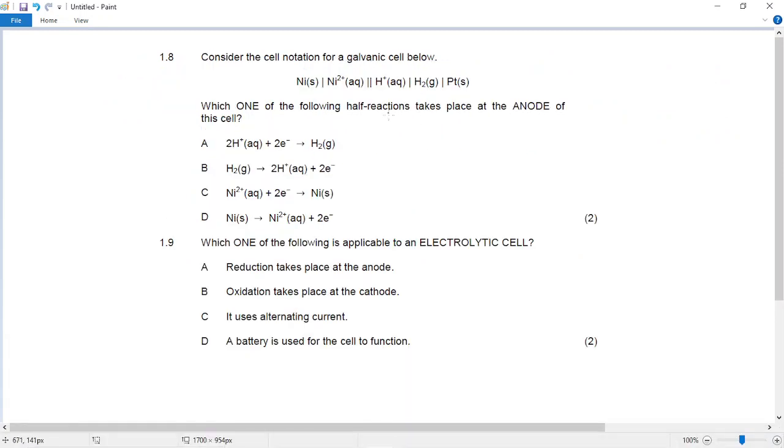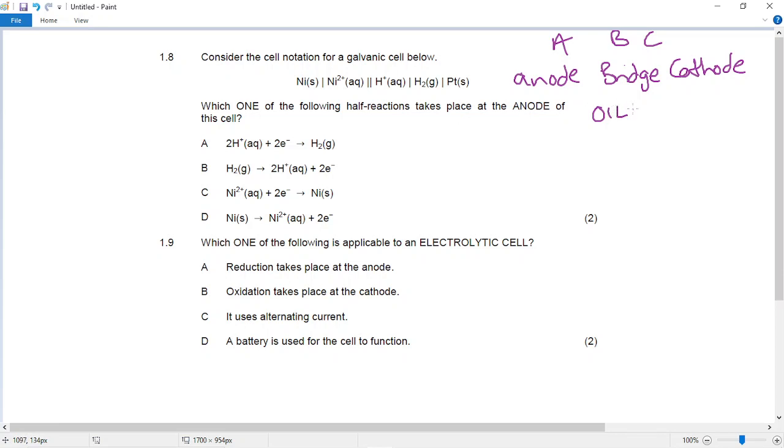Now, 1.8, consider the cell notation for a galvanic cell below. So I like to think of this, it's as easy as A, B, C. We have anode, bridge, cathode. It's as easy as A, B, C. Okay, so what is going on here? What half reactions take place at the anode?